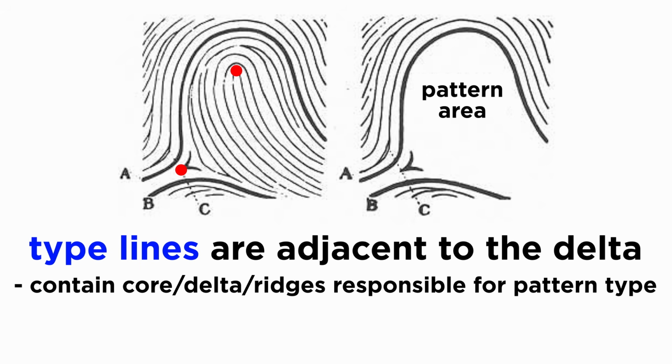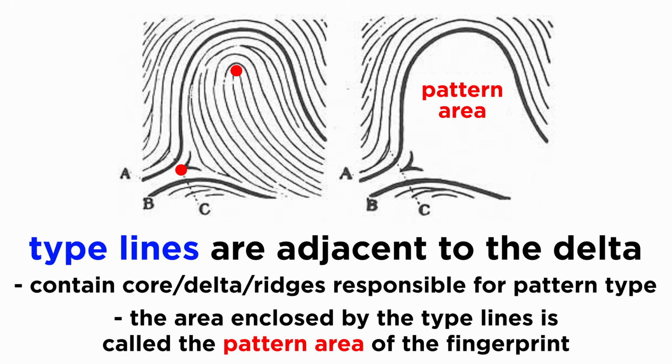The core, delta, and the ridges responsible for determining the pattern type are located within these type lines. Therefore, the area enclosed by the type lines is called the pattern area. Now that we've got the basics covered, we can understand how fingerprints can be classified using these terms.